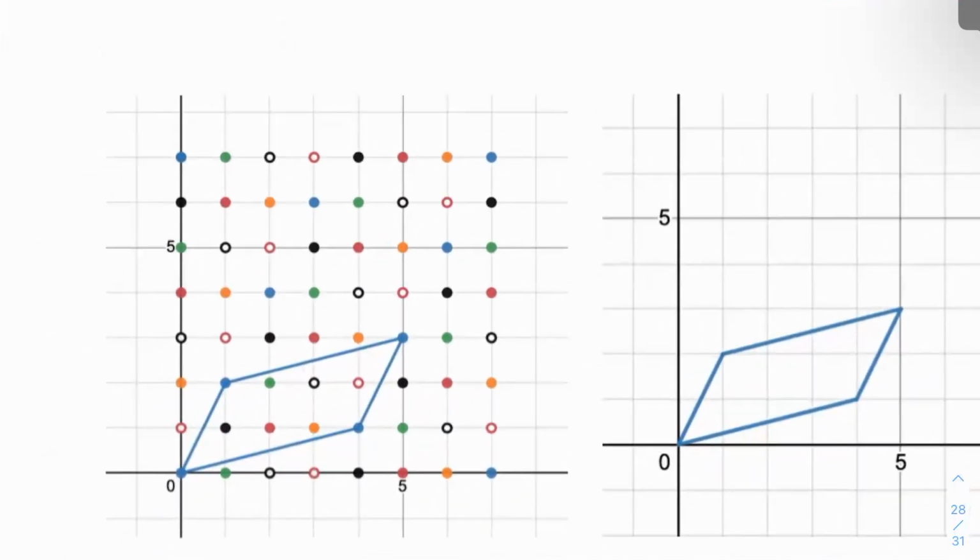So the blue points are the invariant lattice. And each of the other colors, whether it's filled or not, is giving you one coset of the invariant lattice inside the integer lattice.